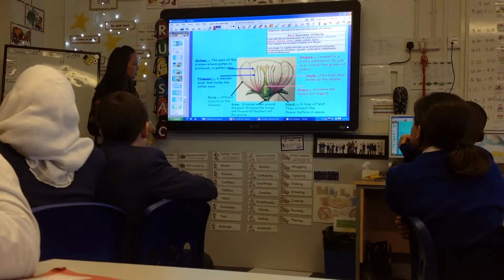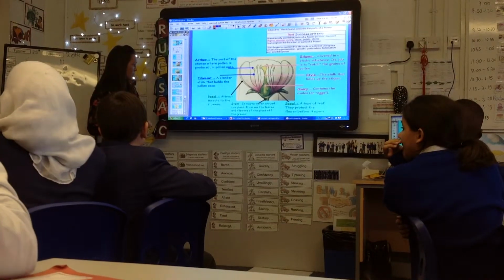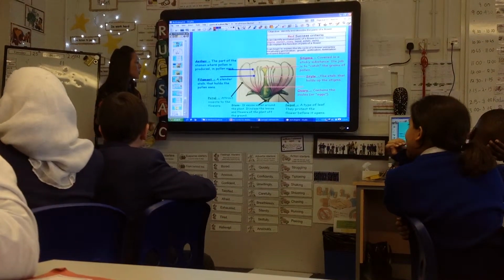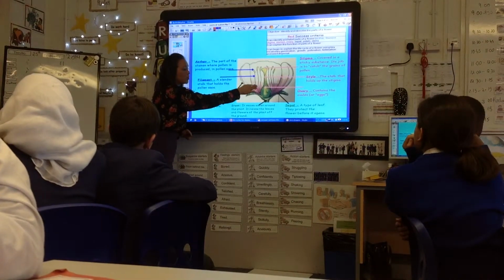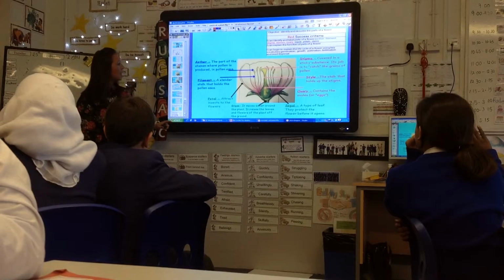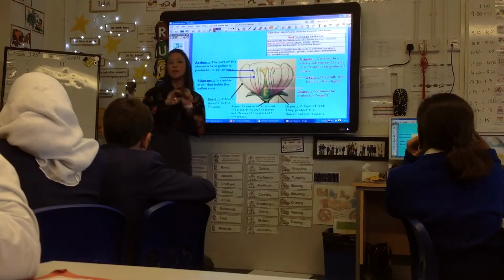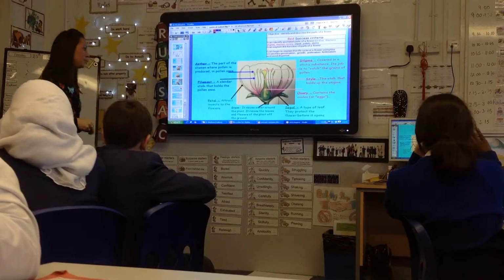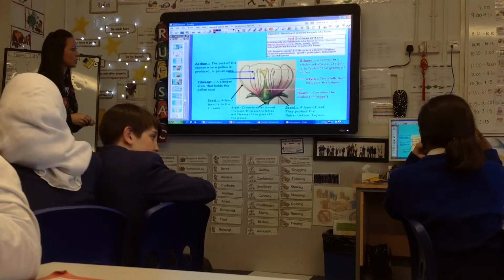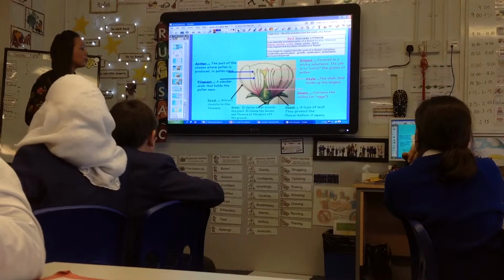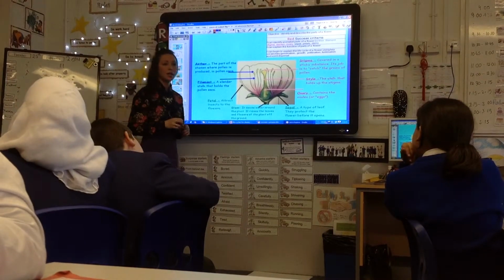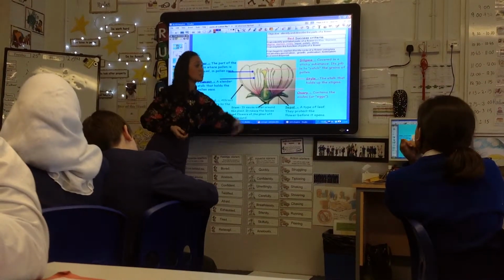Filament. Alex, can you read this out? A slender stalk that holds the pollen. Good, so a slender stalk, so from here, where the pollen is made, it holds up that pollen, doesn't it? Fantastic. Neymat, can you read the female side of the plant? Stigma. Covered in a sticky substance, its job is to catch the grains of pollen. Okay, good, well done.